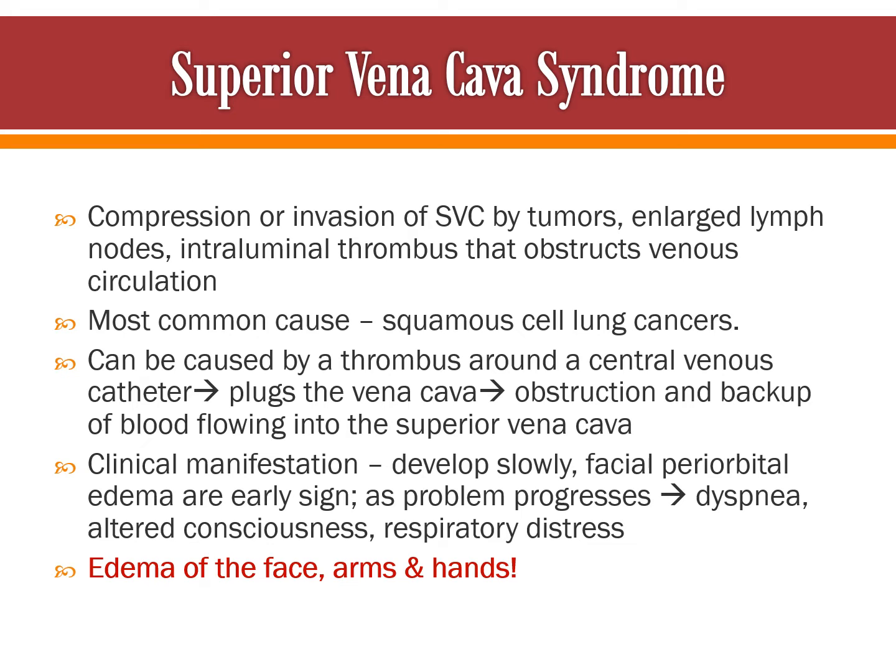There's this thing known as superior vena cava syndrome that can happen. I've adjusted that first point. It's compression or invasion of the superior vena cava by tumors, enlarged lymph nodes, or intraluminal thrombus that obstructs the venous circulation, and then you end up with a whole bunch of issues basically, right?